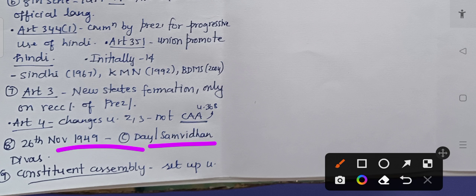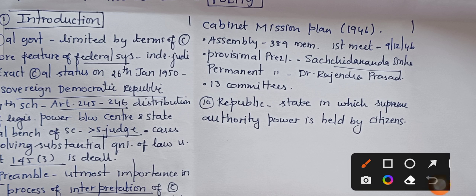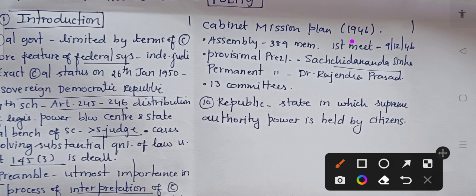The next fact is about the Constituent Assembly. This was set up under the Cabinet Mission Plan in 1946. In the assembly there were 389 members initially, and the first meeting of the Constituent Assembly was held on December 9, 1946. The provisional president elected was Dr. Sachchidananda Sinha. After that, the permanent president was elected, who was Dr. Rajendra Prasad. There were 13 committees to make the constitution. One example is the drafting committee.